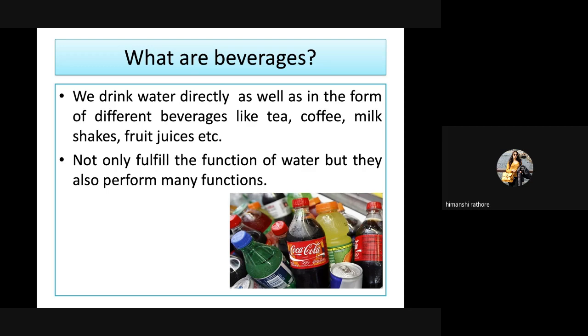But apart from these refreshing beverages, we have some carbonated drinks also, which are available in the market, like Coca-Cola, Pepsi, Thums Up, 7 Up. They are the packed carbonated drinks. They are nothing but water that gives you a lot of sugar, because ample amount of sugar is being used in preparing these carbonated drinks, and they are not good for your health. So you should always avoid having carbonated drinks.